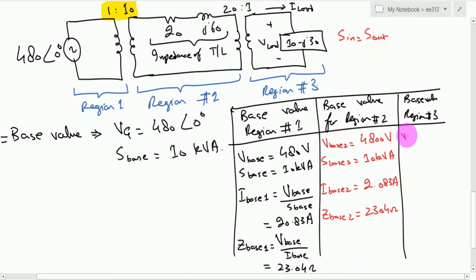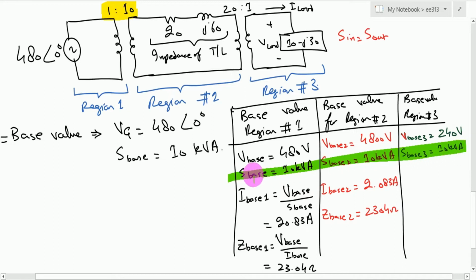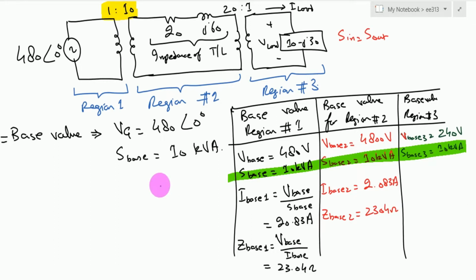For region number 3, we need to find out V base 3. This V base 3 is now decremented 20 times because we have a transformer here. So if I divide by 20, I get 240 volts. This is the base value for region number 3. And also, by applying that S in stays equal to S out, if it is a lossless transformer, then S base 3 is equal to 10 kVA. So this whole line, if you can see here, remains essentially the same. There is no change in the apparent power of a transformer, and so the S base remains the same.